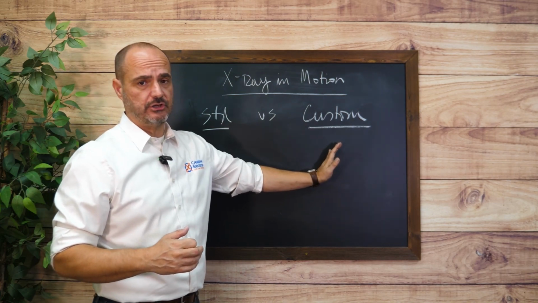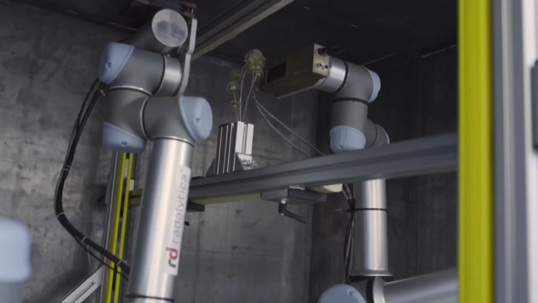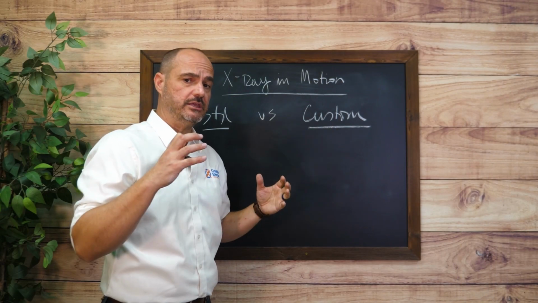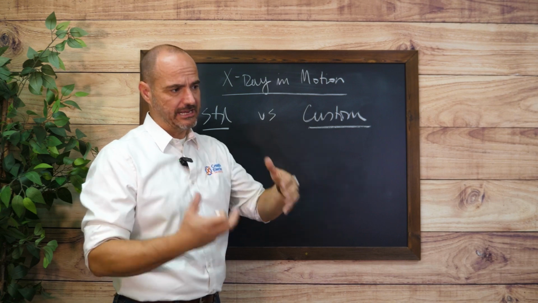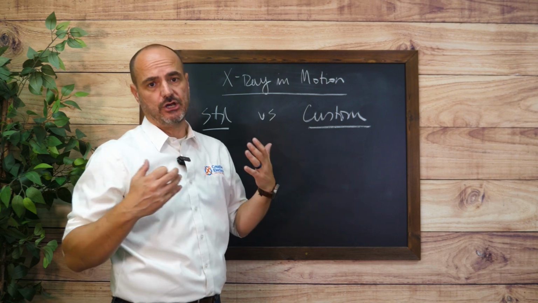Custom applications, on the other hand, the sky's the limit. This is where you can have robotics, you can have different types of actuators to really move the sample the way you need to get the right angle of the image or the right set of images to determine if your sample is good or bad.